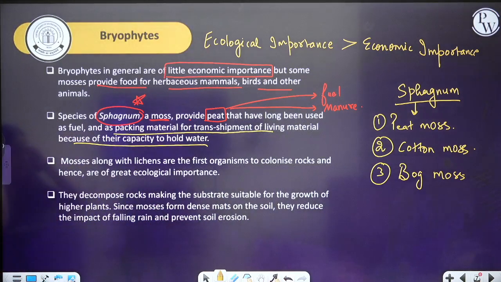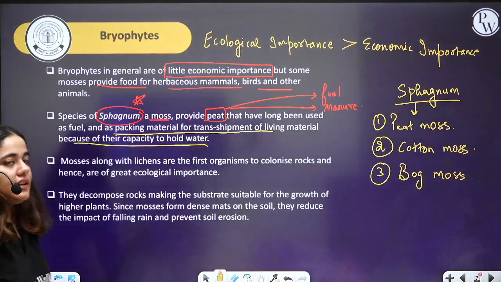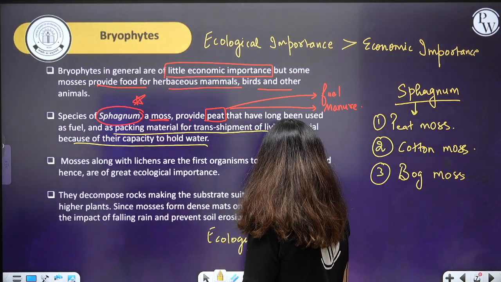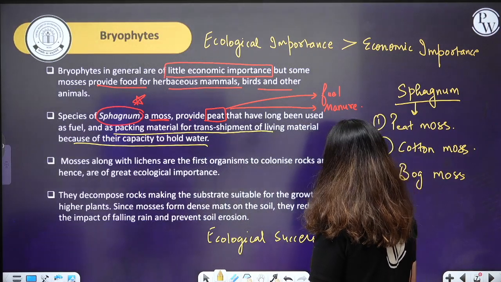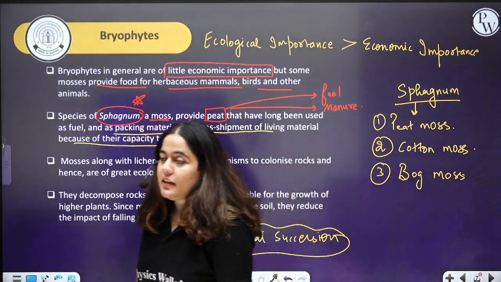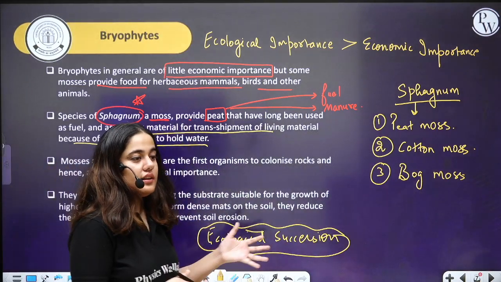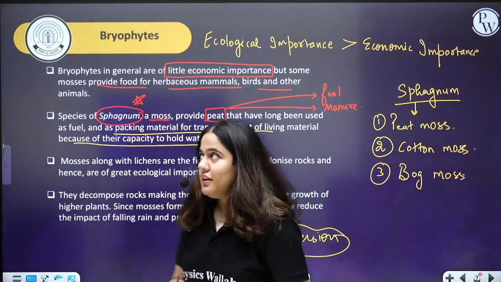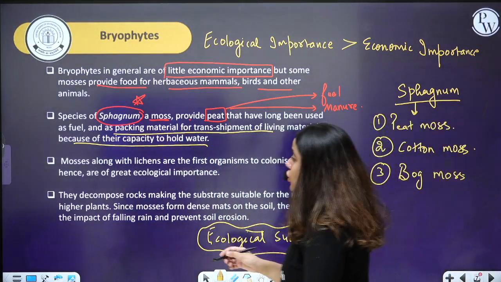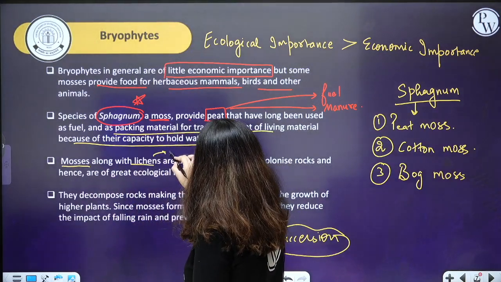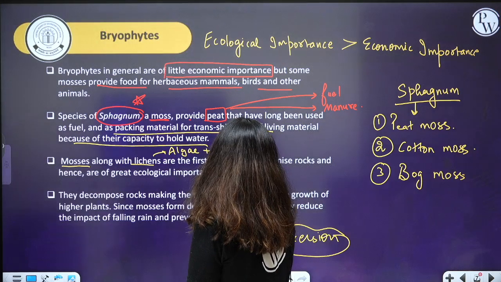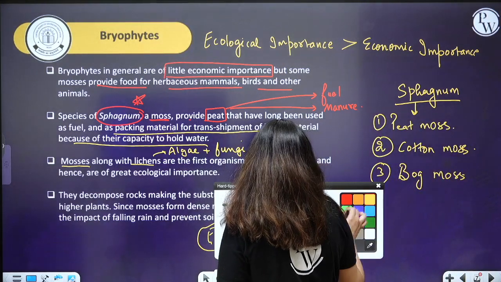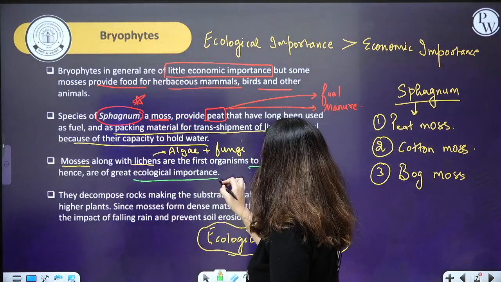Very important. Now in 12th class you will study the topic ecological succession, in which you will understand how soil was formed for the first time, how different organisms came to a land where no other species was there, and how a barren land was occupied by different organisms. That is known as ecological succession. So mosses along with lichens. What are lichens? Lichens are algae plus fungi. When algae live with fungi, that is known as lichens. So mosses and lichens were the first organisms to colonize rock and are of great ecological importance.